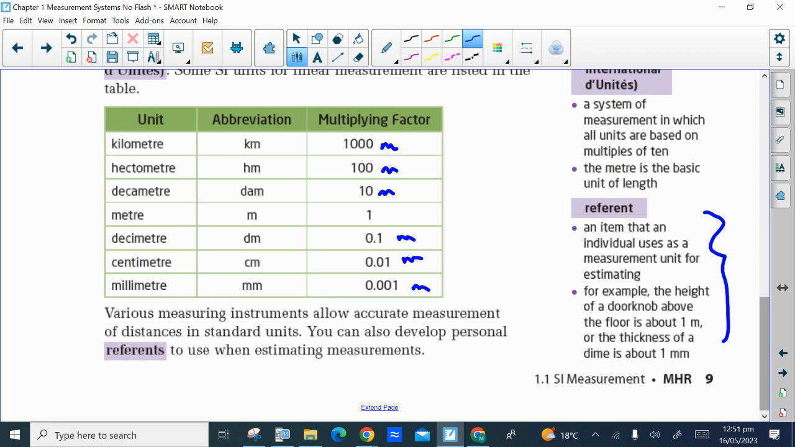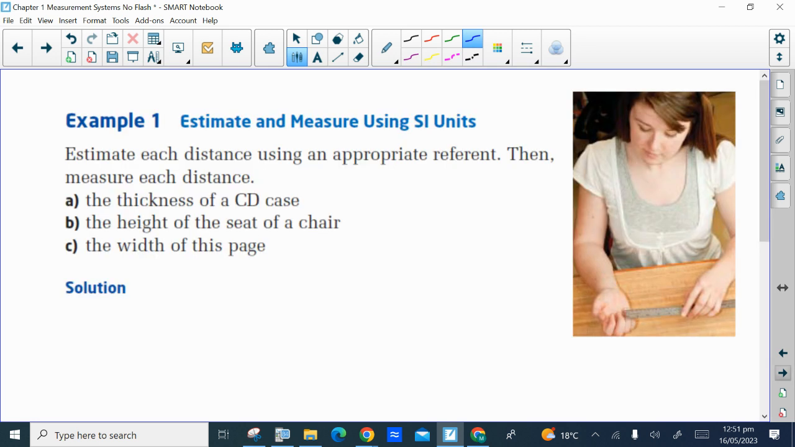You could stack up dimes beside a CD case and see how many dimes high that CD case is as far as the thickness goes. And each dime is 1 millimeter thick. So that would be something that you could use for estimating the thickness of a CD case.